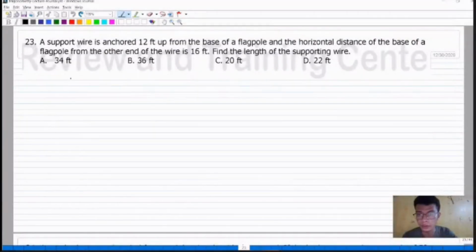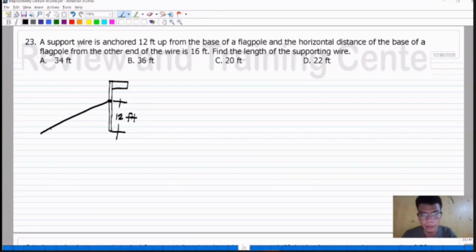A support wire is anchored 12 feet up from the base of a flagpole, and the horizontal distance of the base of the flagpole from the other end of the wire is 16 feet. Find the length of the supporting wire. So, paano ba natin gagawin yung figure ng ating problem? Meron daw isang flagpole na sinusuportahan ng isang wire. And then, yung wire na yun ay nakatali 12 feet up from the base of the flagpole. So, ito yun. 12 feet. Yung wire is ganito, yung pagkakasuporta niya sa ating flagpole.